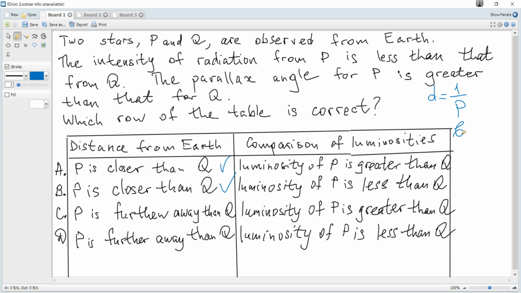Then, for intensity and luminosity, we know another formula: b, the apparent brightness, is equal to L, the luminosity, divided by 4 pi d squared. What does it mean? L is luminosity. Luminosity is the same as power.